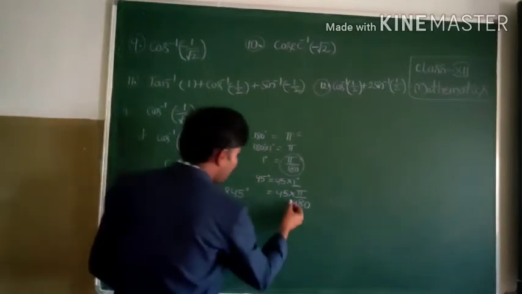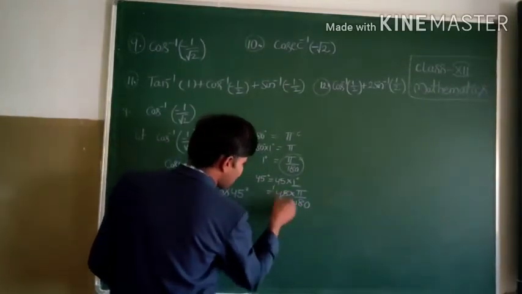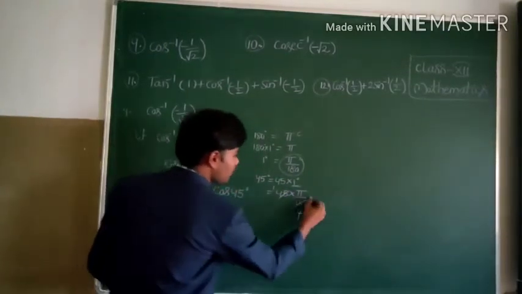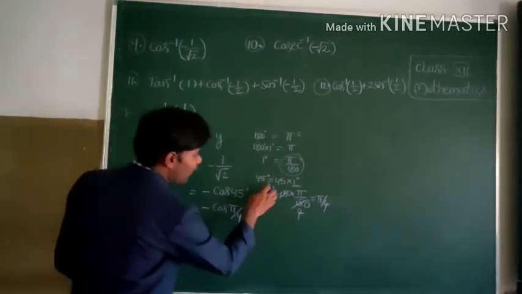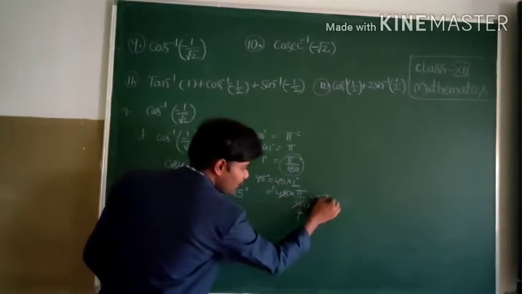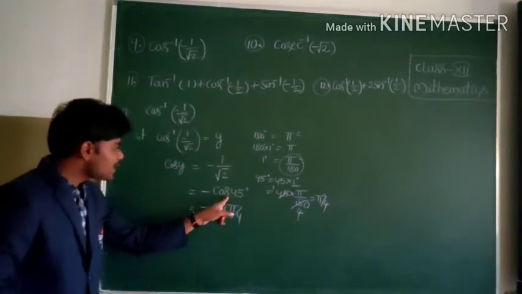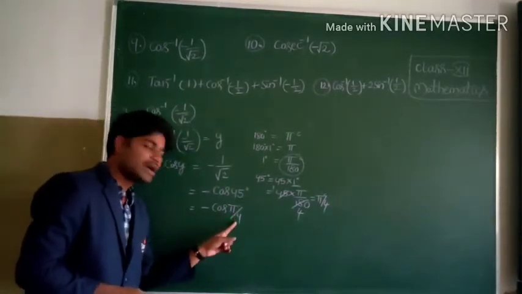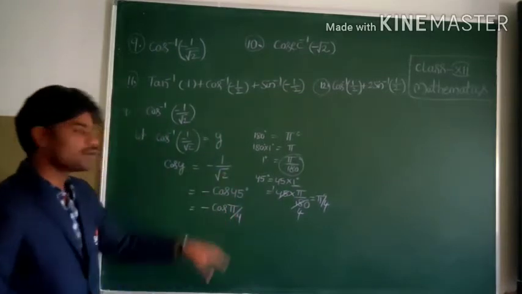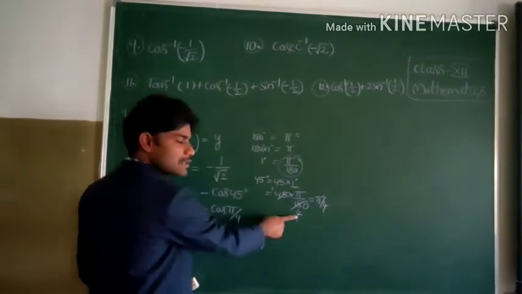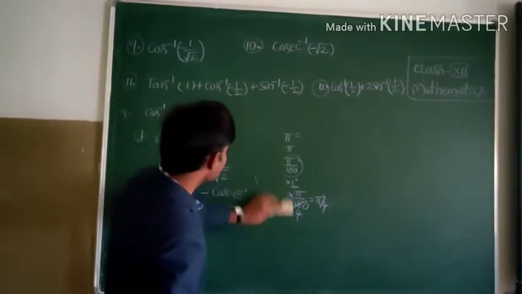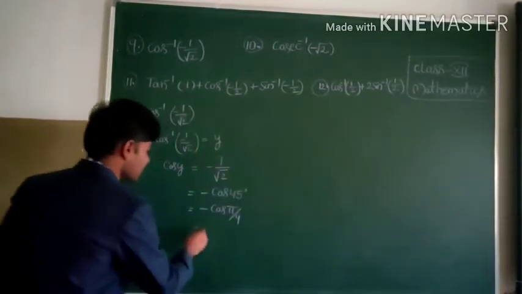So just cancel this. 45 1 times, 45 4 times. So finally what is left? Pi by 4. So that's why 45 degrees is equal to pi by 4 radians. So in place of 45 I have written just pi by 4. In this way you have to convert degree measures into radians. Clear?